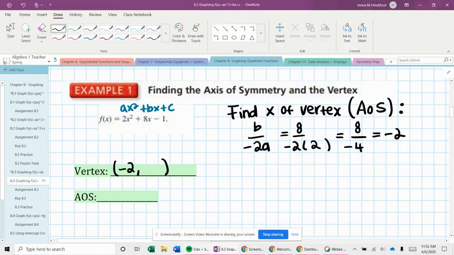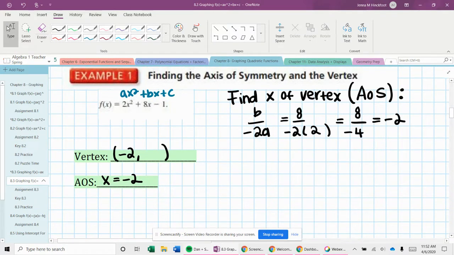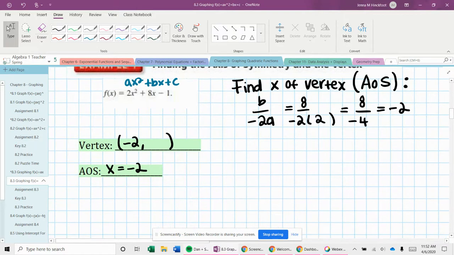Now your AOS is always written, not just your number, but x equals the number, because it's the whole line of x equals negative 2, not just the point negative 2, but the entire line. Okay, so keep in mind, always x equals the number. Very important.